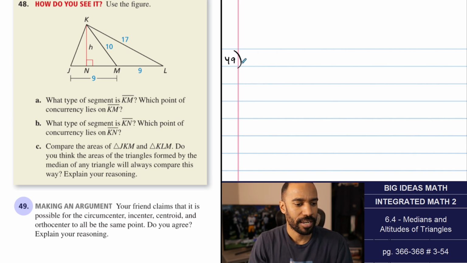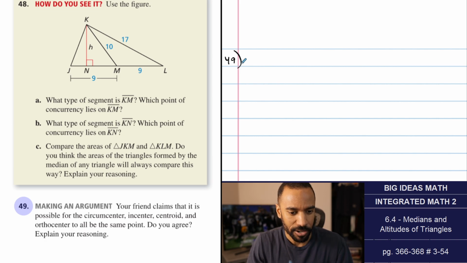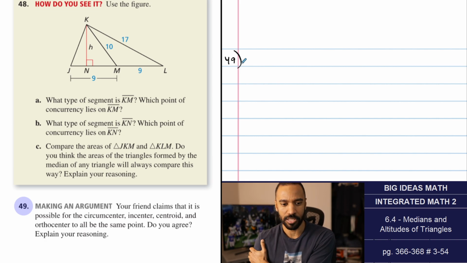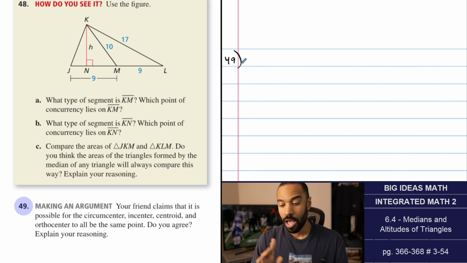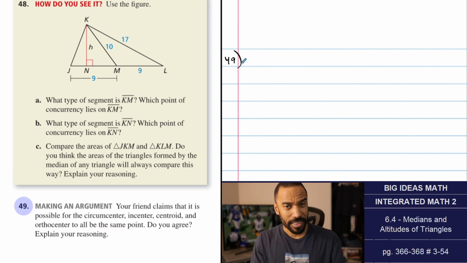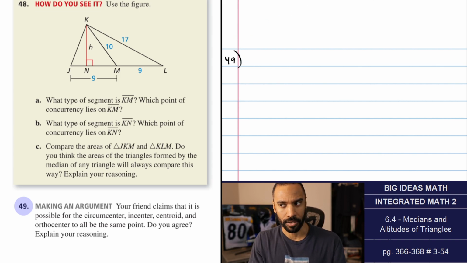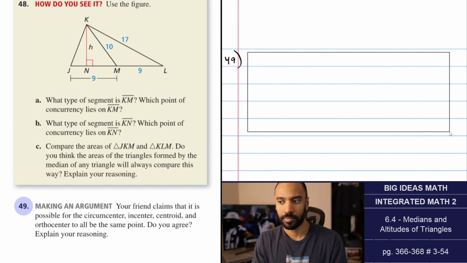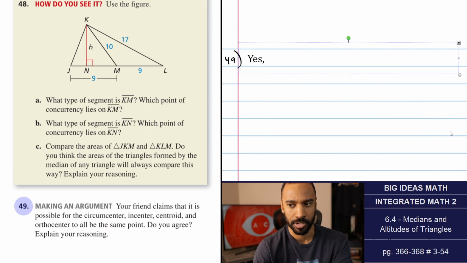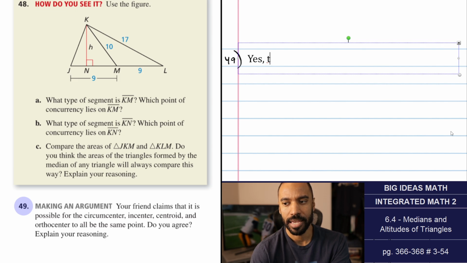Your friend claims it is possible for the circumcenter, incenter, centroid, and orthocenter to all be the same point. Do you agree? Explain your reasoning. I'm going to believe that that is true of the equilateral triangle. So I'm going to say it right now and just make sure my explanation makes sense. Yes, this is true of the equilateral triangle.